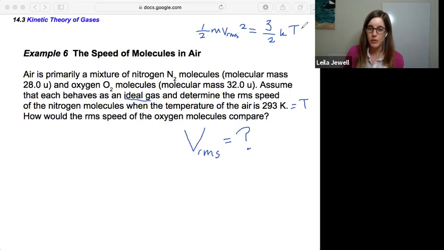So let's see, we know the temperature, we know the Boltzmann constant, we want to find VRMS. What about the mass? Well, notice we know the molecular mass, and so knowing the molecular mass, we can convert this into our standard mass units of kilograms. So with that in mind, let's give this a go.